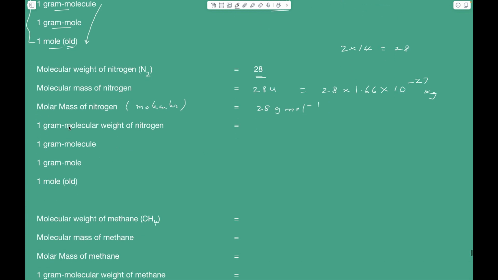Then again, look at these 4 old terms. 1 gram molecular weight, gram molecule, gram mole and 1 mole in old sense of nitrogen is simply its molecular weight, that is 28 in grams. Now let me ask you, what is the molar mass of nitrogen when it is composed of nitrogen atoms? That is mass per 1 mole of nitrogen that is composed of nitrogen atoms. It would be its atomic weight, that is 14 in grams per mole. So pay attention to that.